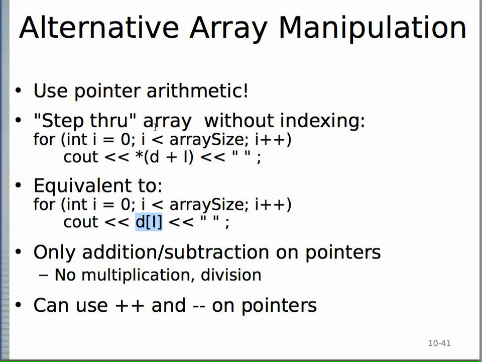Now, why would you ever want to use this? There is no good reason to ever want to use this. You can just as well use this. You can only do addition and subtraction on pointers. You cannot do multiplication or division. That is, you cannot do multiplication or division directly on D. You can't say D divided by 2. You can do D plus 1 or 5 divided by 3 or whatever. You can do that, but you cannot do a direct operation on a pointer that involves multiplication or division.